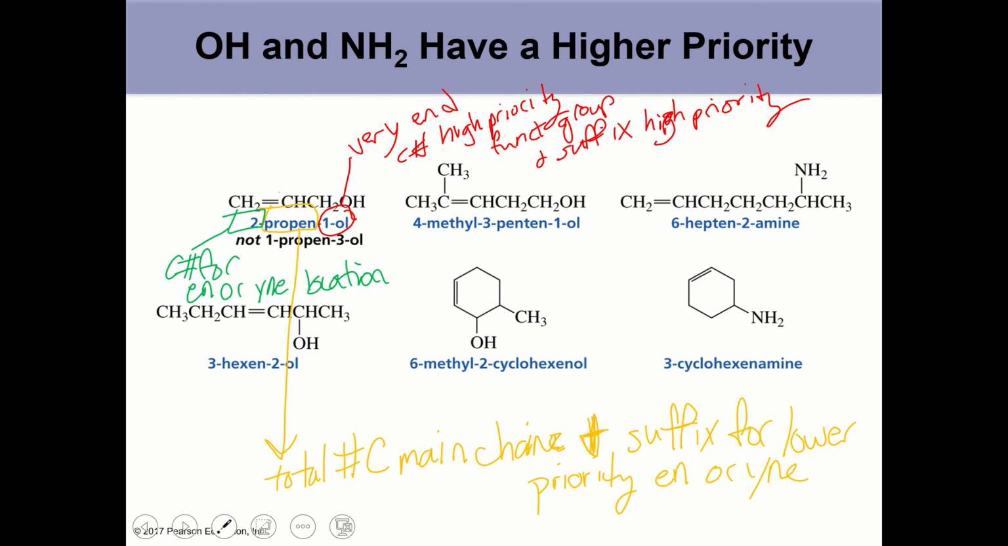Okay, so you should have that down now on how that pretty much goes. We have a 6 carbon chain with an alcohol at carbon 2 and an alkene at carbon 3. So lower priority group number at front, 3, total number of carbons in the chain, hex, lower priority functional group, ene, number of higher priority functional group, 2, identity of higher priority functional group, ol.